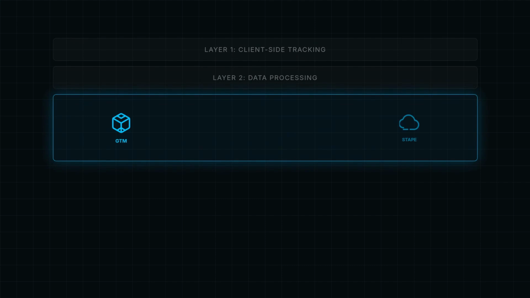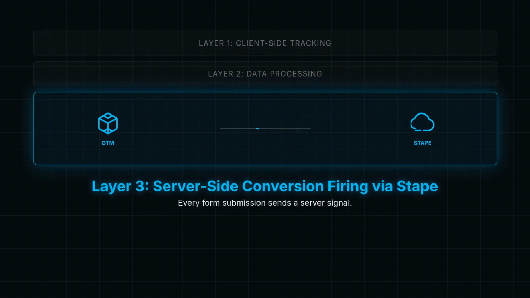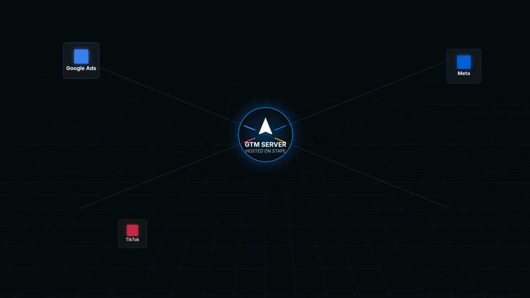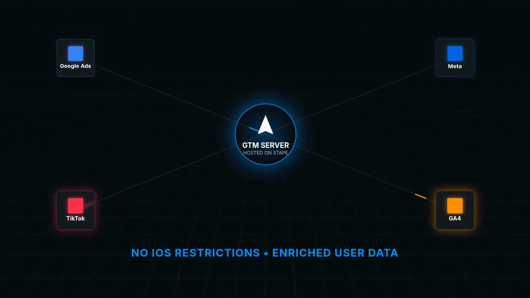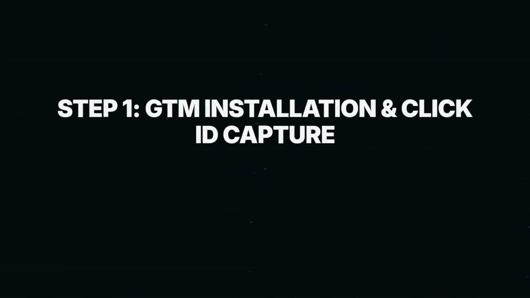Layer 3, server-side conversion firing via Stape. Every form submission sends a server signal. GTM server hosted on Stape sends events with enriched user data to all four platforms. No iOS restrictions.